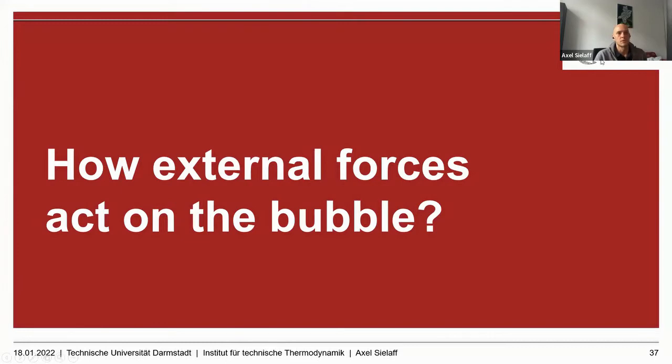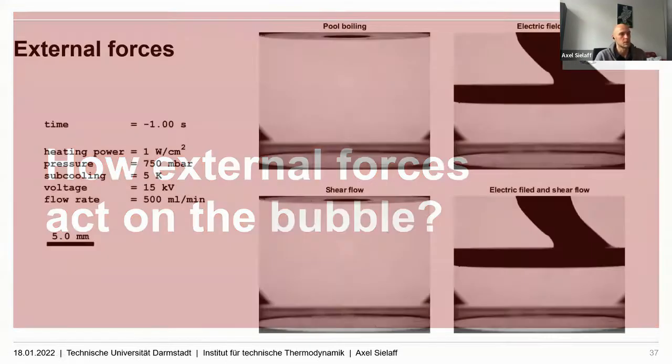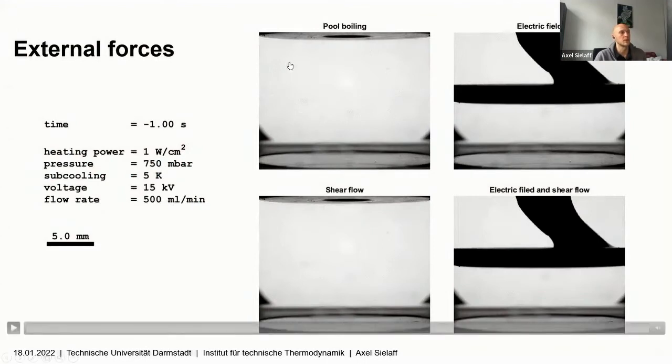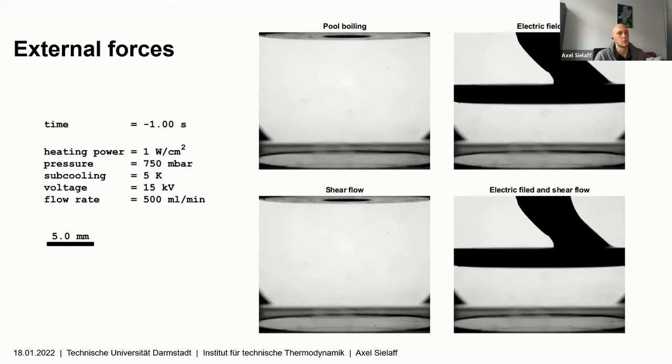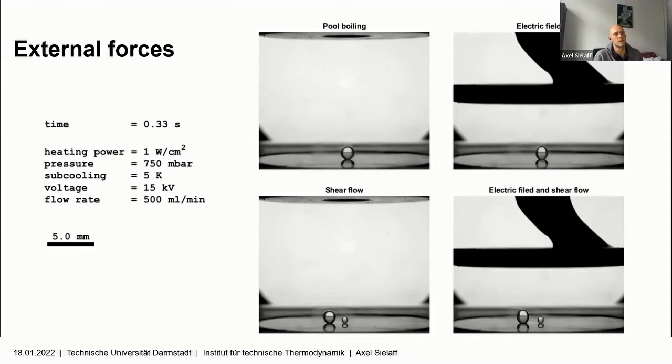I talked about the external forces. For sure, I want to give you an example of how the external forces act on a bubble. You will see 4 videos, same parameters, expected voltage and shear flow for sure: a pool boiling case, an electrical field case, a shear flow case, and an electrical field with shear flow. At 0 seconds, we also initiate the bubble by a laser.